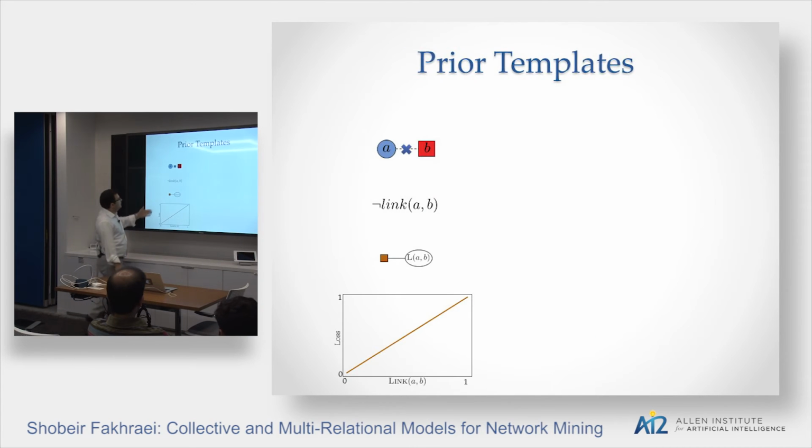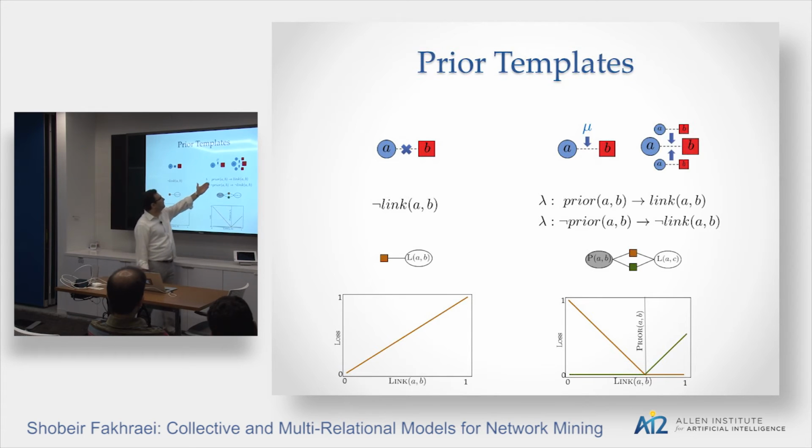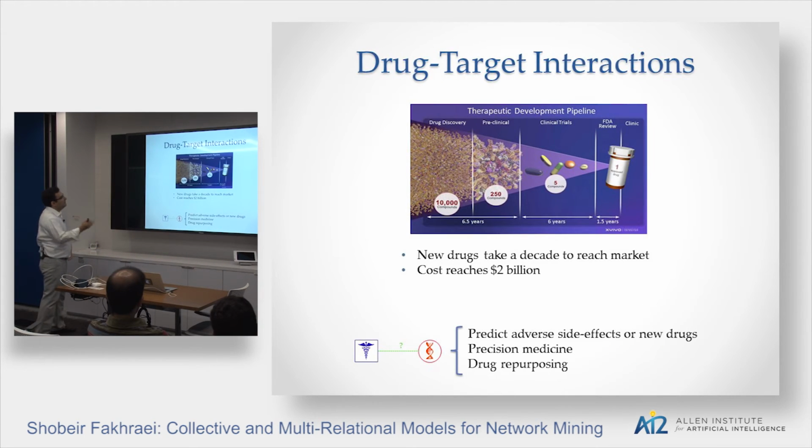And the priors would look like this. What it does is put a linear loss on the value like that. This is the sparsity prior. If they have the mean prior or prior of the other models, we can put various priors on it and enforce the value of link AB to be similar to the prior of AB. So having this template, the first thing we applied it to was drug target interaction predictions.